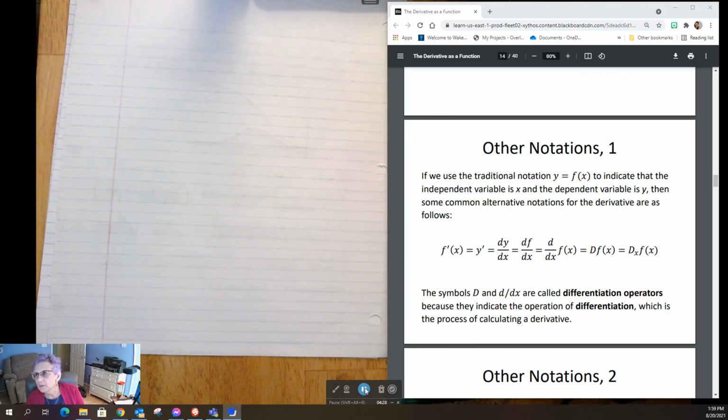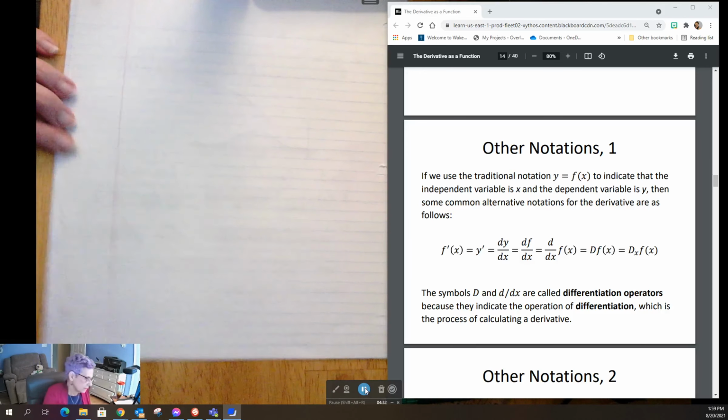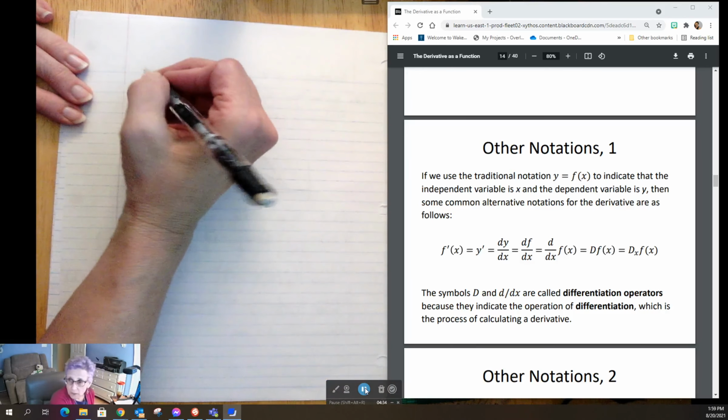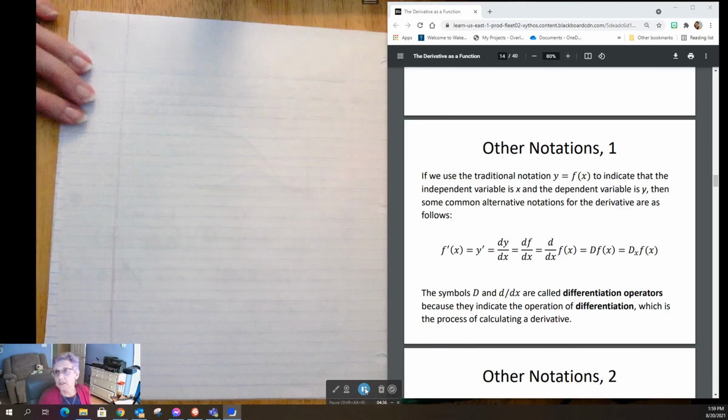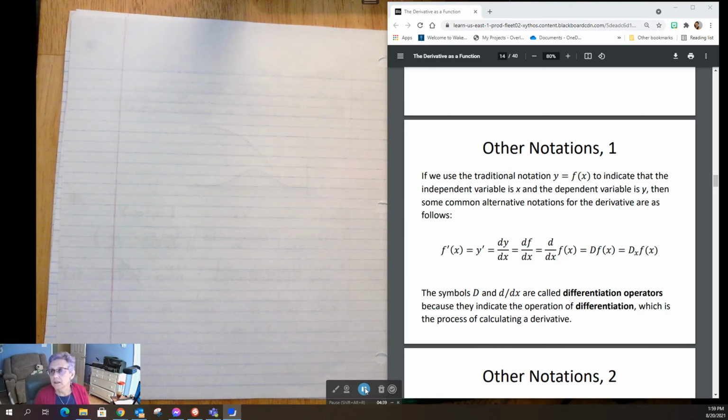There are other notations that we use for derivatives. We can use f primed, y primed, dy dx, df dx, the derivative with respect to x of f of x. Honestly, I've never used either of these last two, the big D or the big D sub x, but you might see it in a book somewhere. I will use all of these.